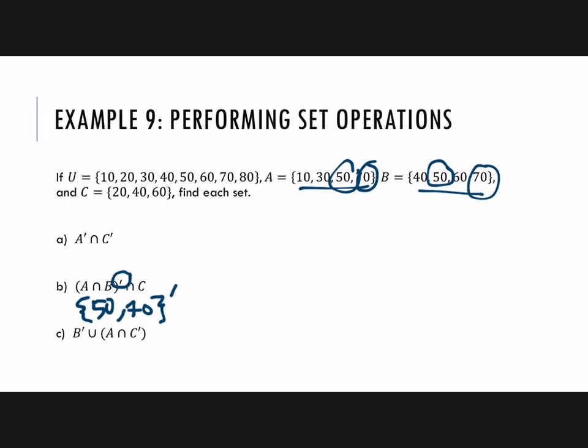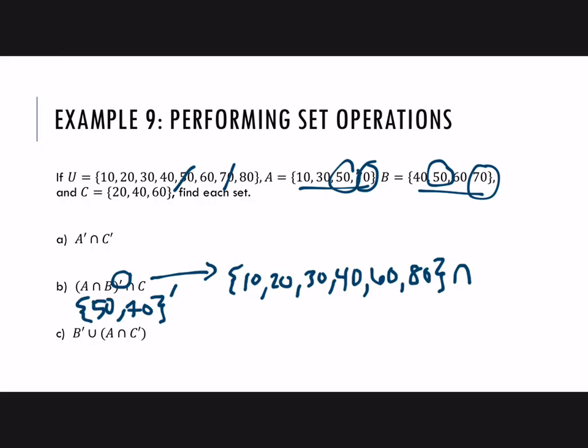All right, so now I look back at the universal set and I cross off 50 and 70 and see what's left. Okay, so that whole first part, the complement of the parentheses, or everything that's not 50 and 70, is 10, 20, 30, 40, 60, and 80. And then I have to intersect that with C, and C is 20, 40, and 60.